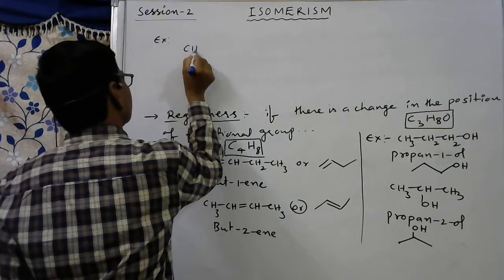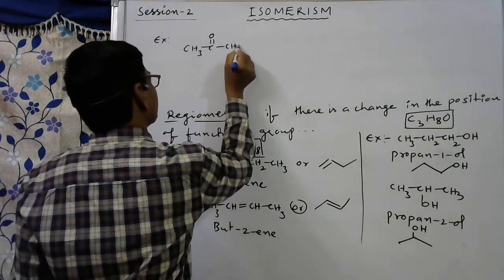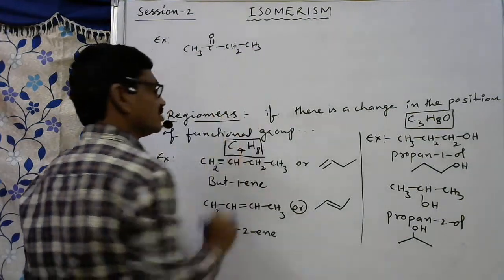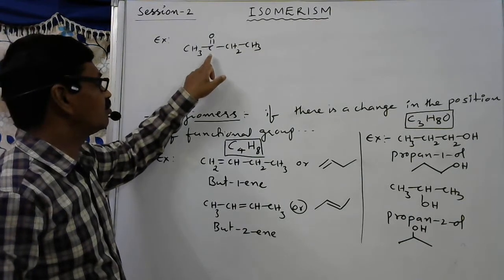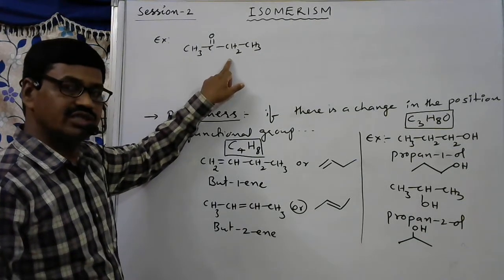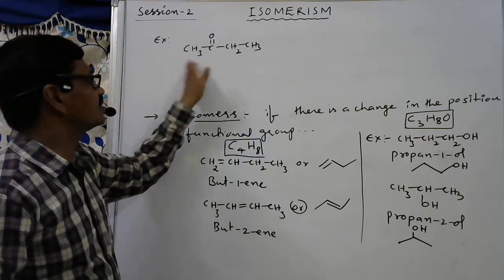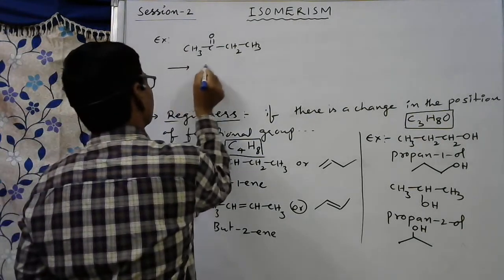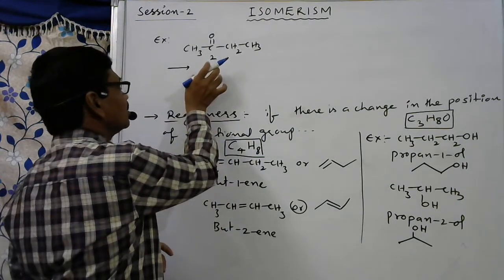See here CH3, then here C double bond O, here CH2, CH3, if you write, 4 carbons. If you change the position of this C double bond O from here to here, then also we can get the same thing. Means there is a duplicate of this. If you give numbering from this side, it is 2. At the second carbon there is a C double bond O, so we can say it is 2-butanone.